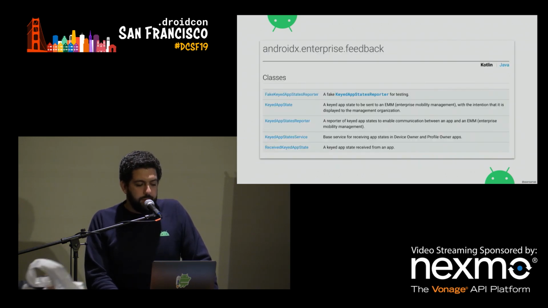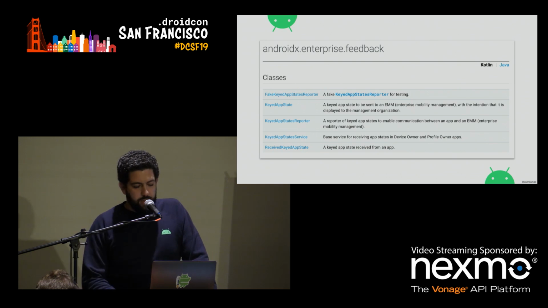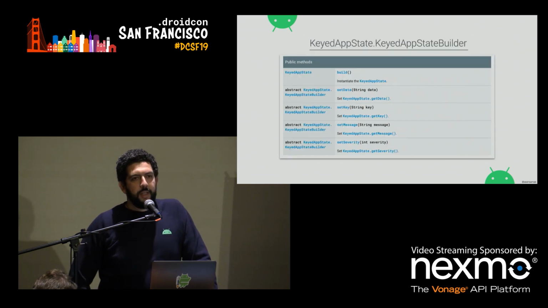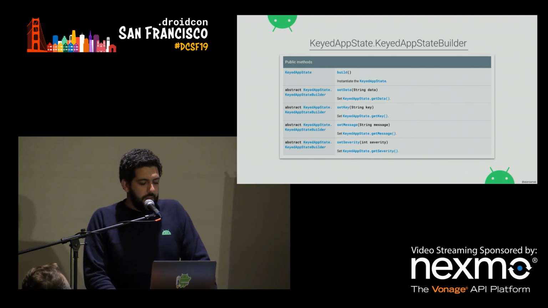To do that, there's an Android Enterprise library called Feedback that you should include in your app. You would be creating a keyed app state, for which you define the key for that particular setting and any data that you want to include there as well. A typical message, for example, would be an error message if something went wrong, or just an acknowledgement message.